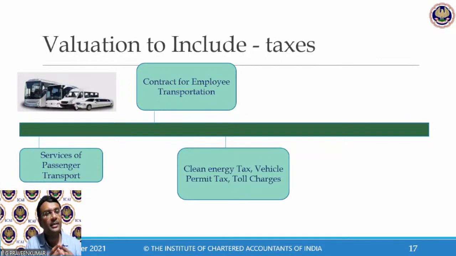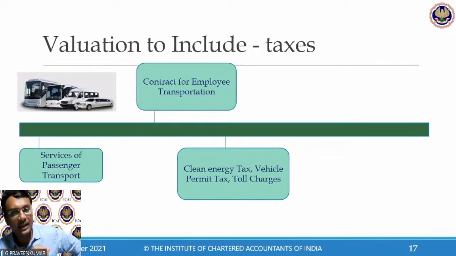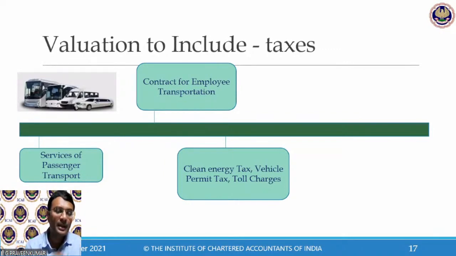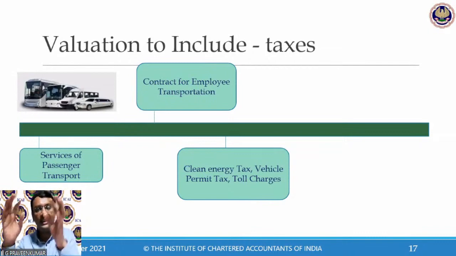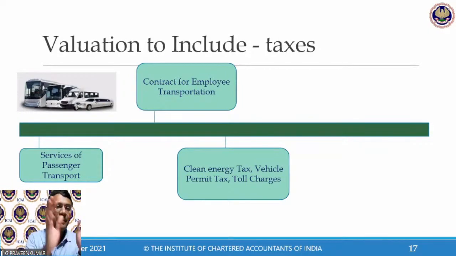As part of the contract, this service provider says, look, I have engaged a vehicle only for plying with your company for your particular business. As part of this contract, if I as a service provider have to pay a clean energy cess or a tax, the vehicle permit tax or the toll charges, all these expenses you have to pay me back by virtue of the contract.